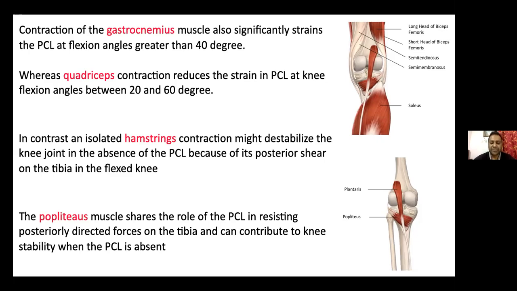The popliteus muscle shares the role of the PCL in resisting posteriorly directed force on the tibia and contributes to knee stability when the PCL is absent. So the popliteus muscle also acts as a secondary stabilizer when the PCL is absent.